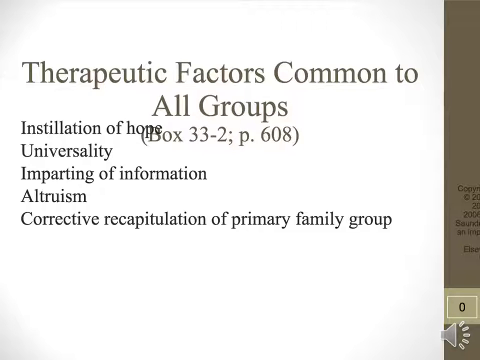When you have corrective recapitulation of the primary family group, this is where members repeat patterns of behavior in other areas that they have learned in their own home environment or from their families. And so the leader should give them some type of feedback, as well as their peers, where they can actually start learning their own behaviors and quit repeating what they've seen in the home or what they've been raised with.